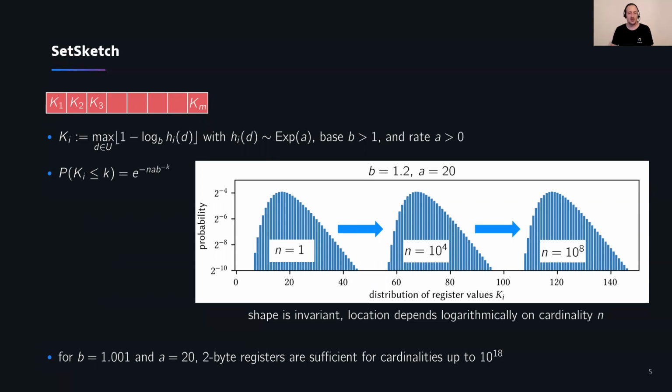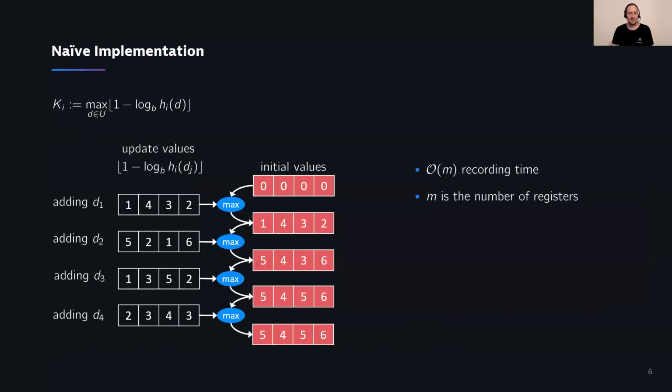The distribution has an unbounded domain, but it is highly concentrated such that only a limited number of values are possible with a reasonable probability. For example, when using these values for the base and the rate parameter, 2 byte registers will be sufficient to represent sets up to cardinalities of 10 to the power of 18.